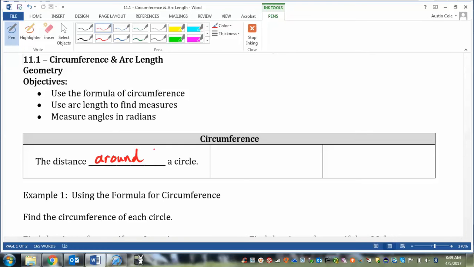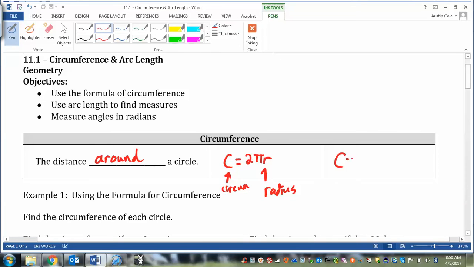Anybody know the formula for circumference off the top of their head? No? So we have two of them, but they're really related. The first one is circumference equals 2 pi r. R is the radius, and c is circumference. Pi is just a number, right? What is 2 times the radius? The diameter. So that's our other formula. Circumference equals pi d. D standing for diameter.